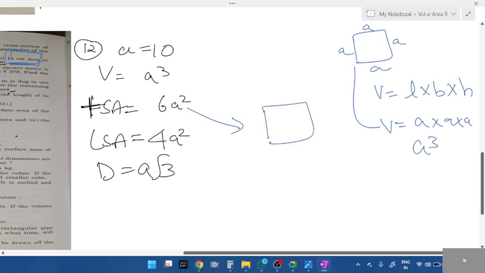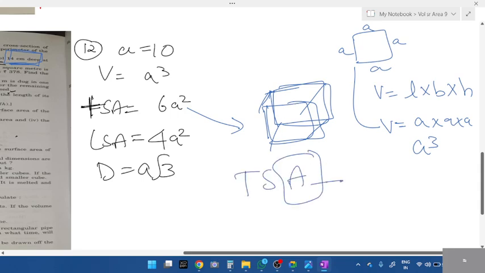What did I tell total surface area meaning? What are the values you have to include? Top, bottom, left, right, and all the four sides and top and bottom, right? So total surface area. What is the area formula for a square? What is the formula for a square, students? A square, right? A square.